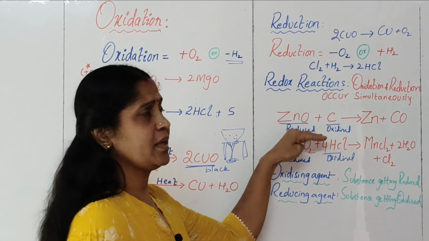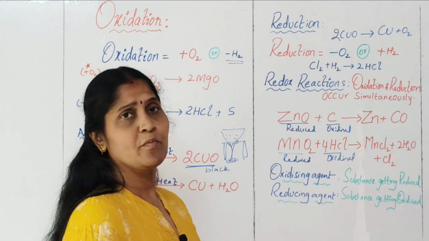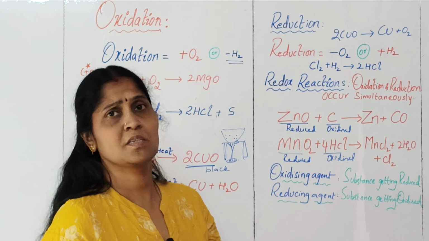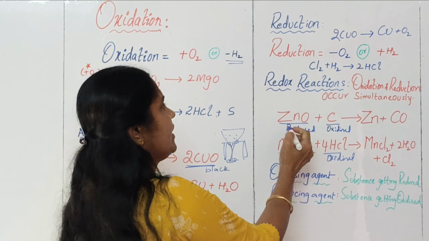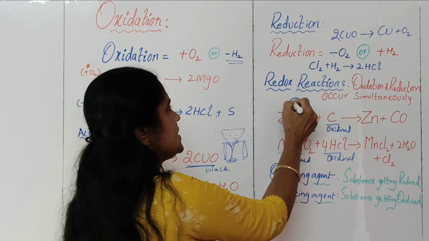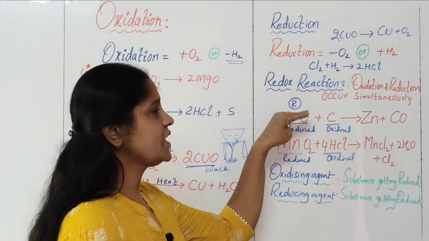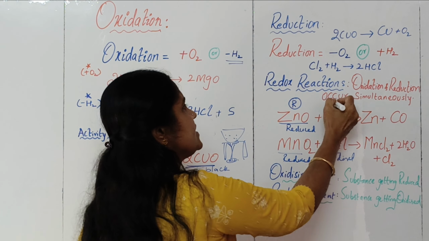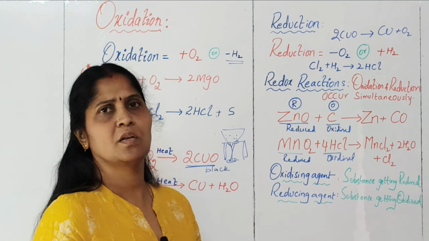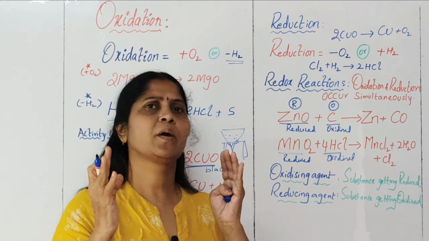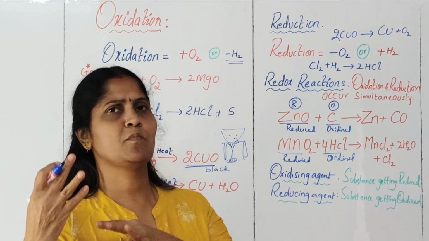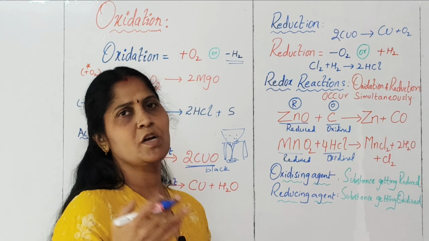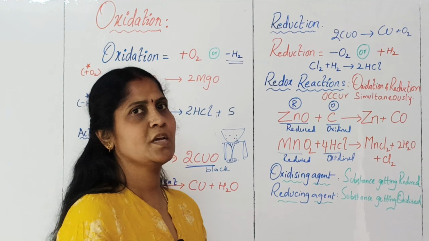So if you take this particular redox reaction, first what we have to do is check which substance is getting reduced and which substance is getting oxidized. Here in this reaction, we know that this is a substance which is getting reduced because it is losing its oxygen, and carbon is getting oxidized because this is the substance which is gaining the oxygen. So first we will mark the substances which are getting reduced and which are getting oxidized like this. Then from here we can write what is the oxidizing agent and what is the reducing agent.